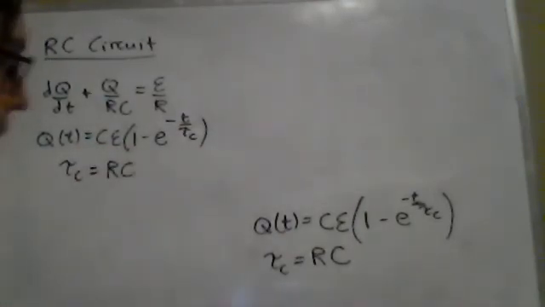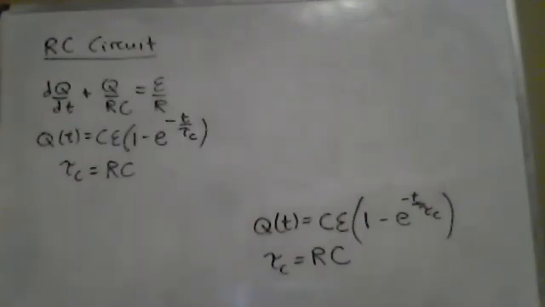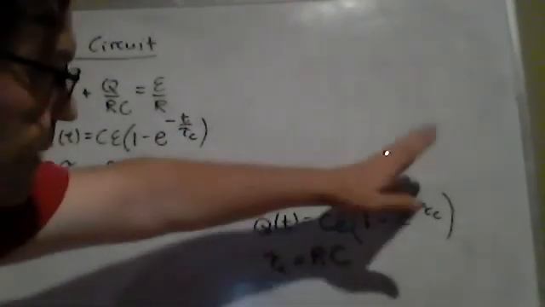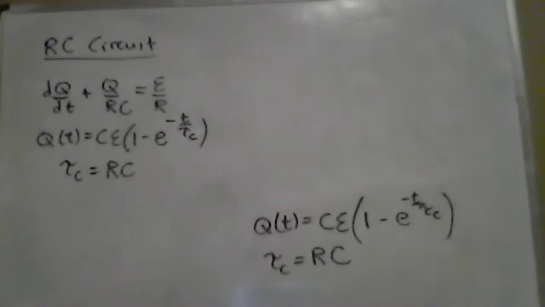And by the way, if I want to discharge, remember, at time 0, what's the charge in the capacitor? Well, e to the 0 is 1. Anything to the 0 is 1. So 1 minus 1 is 0. So the initial charge on the capacitor is 0. And if I let the current go a long time, this becomes e to the negative infinity, which is basically 0. Then I asymptotically approach a charge C epsilon. So I'll maximize the charge on the capacitor, giving me C epsilon.